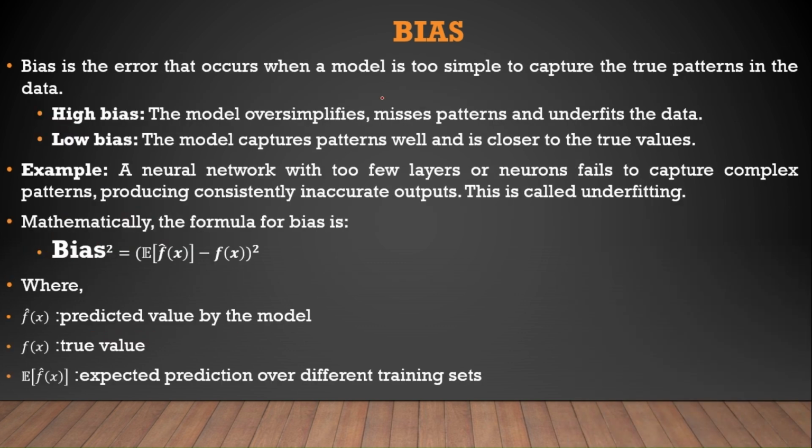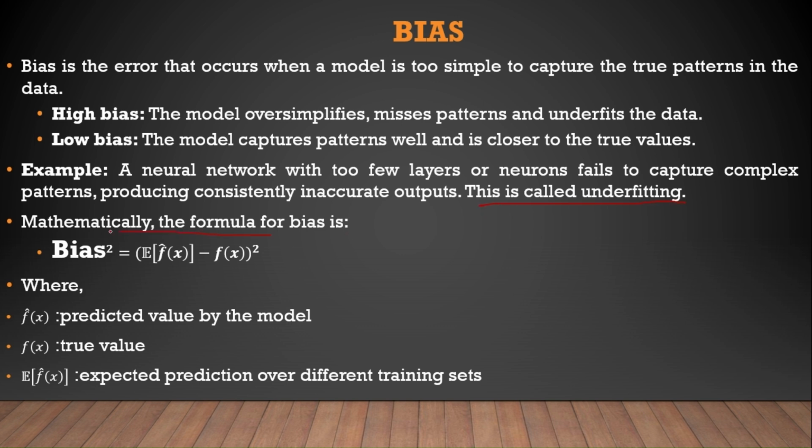Next, we are going to see about bias. Bias is the error that occurs when the model is too simple to capture the true patterns in the data. If it is high bias, the model is oversimplifying, misses patterns, and underfits the data. Low bias means the model captures the pattern well and is closer to the true values. Example: in neural networks, too few layers or neurons fail to capture complex patterns, producing consistently inaccurate output. This is what we call underfitting.